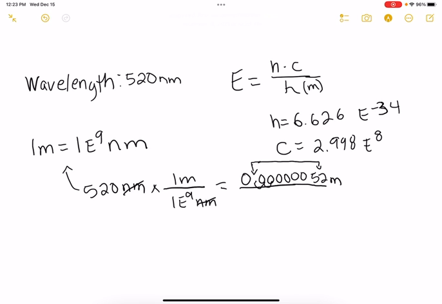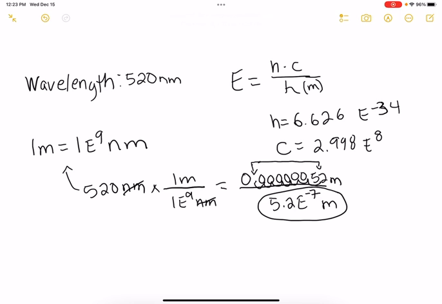1, 2, 3, 4, 5, 6, 7. So your answer should be 5.2 E to the negative 7. And remember, it has to be negative because the original number, which was 0.00000052, was smaller than 1. So this is the wavelength in meters that you're going to be putting into your energy calculation.